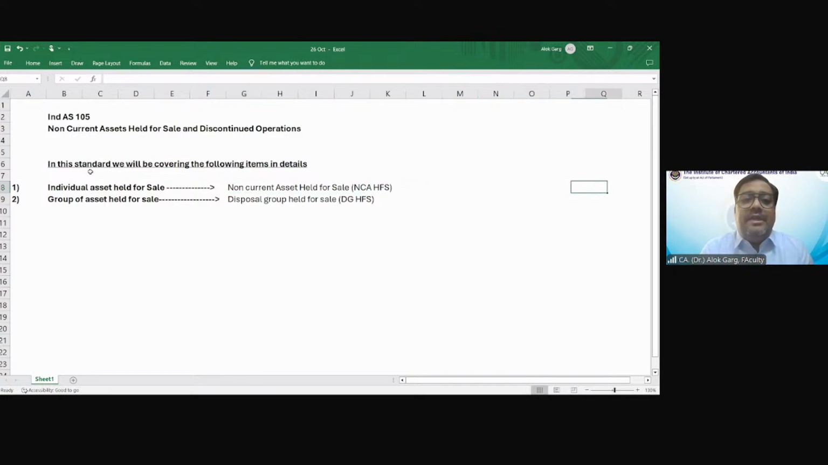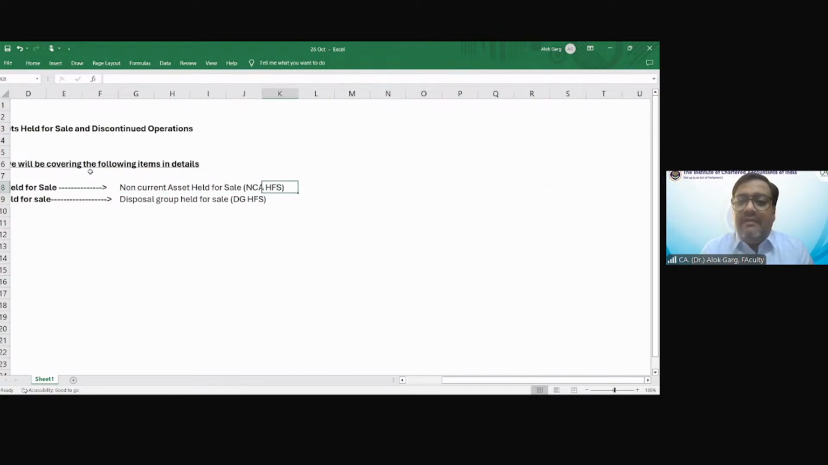Friends, for an individual asset held for sale, this asset will always be a non-current asset. For an individual asset held for sale, an individual asset should always be a non-current asset. Okay. वो non-current asset ही होनी चाहिए. For example, there is only one asset which is inventory, and inventory is held for sale. Inventory will always be held for sale. तो क्या इन्वेंट्री Ind AS 105 में आएगी? नहीं आएगी. टाइटल ही नॉन करंट एसेट हेल्ड फॉर सेल है.